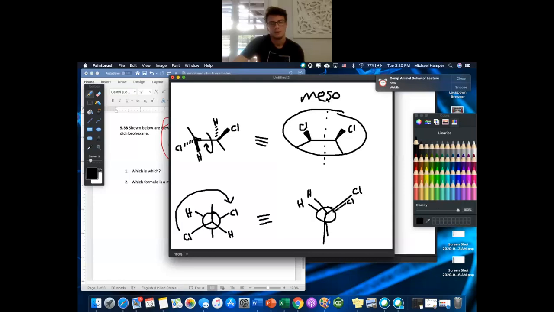And if you were to make this 2D, you get that. And therefore, you see the symmetry in this, right? And so you have the internal plane of symmetry. Your front carbon has one R or S, your back carbon has the opposite. And if that's the case, then you have a meso. Does that make sense to everybody?